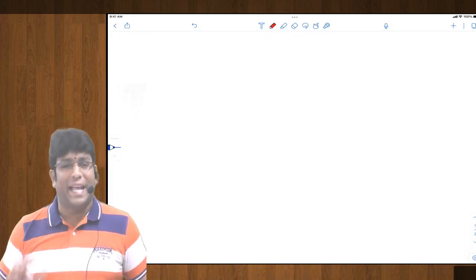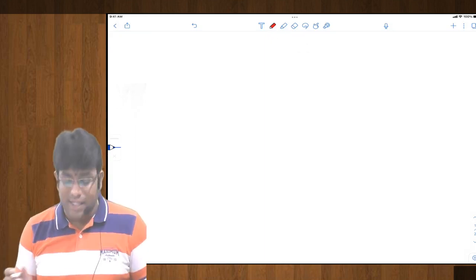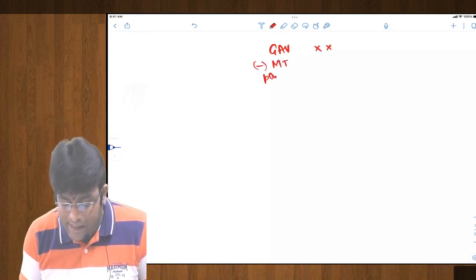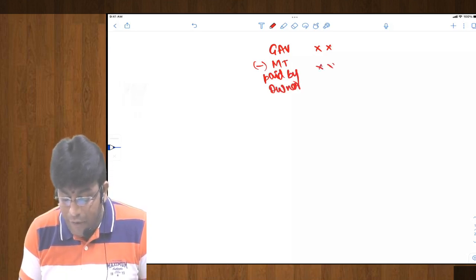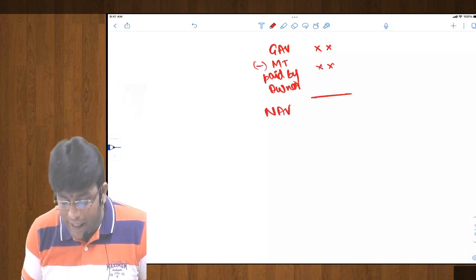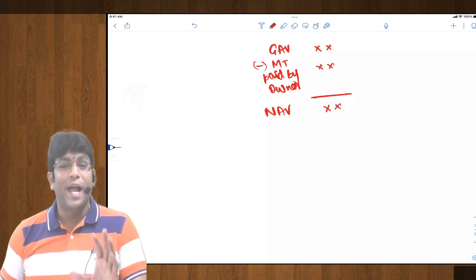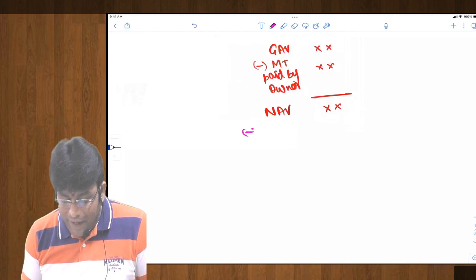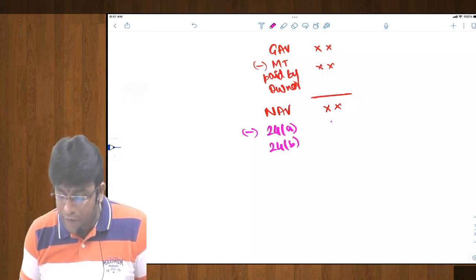In that computation mechanism, we very clearly discussed how do we calculate GAV. From the GAV, we reduce what? Municipal taxes, which is paid by owner. And from that, balance what we get is NAV, which stands for net annual value. From net annual value, we discussed that we have got two deductions, that is 24A and 24B.